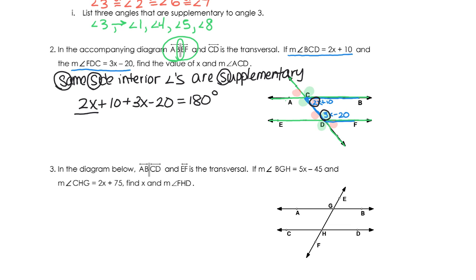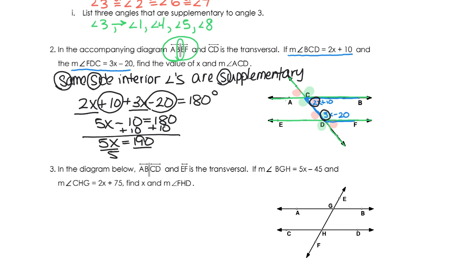Okay? All right, so 2x and 3x make 5x. Positive 10 take away 20 is negative 10, equal to 180. Go ahead and add 10. And you're going to get 5x equal to 190. And we're going to divide by 5. And x comes out to equal 38.